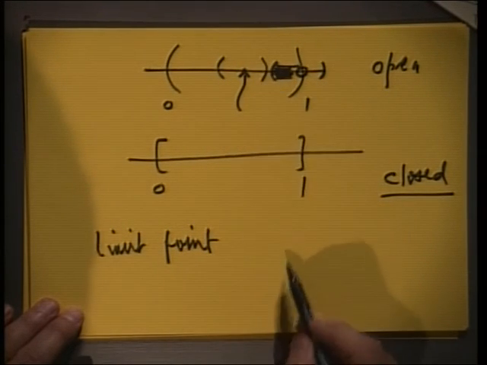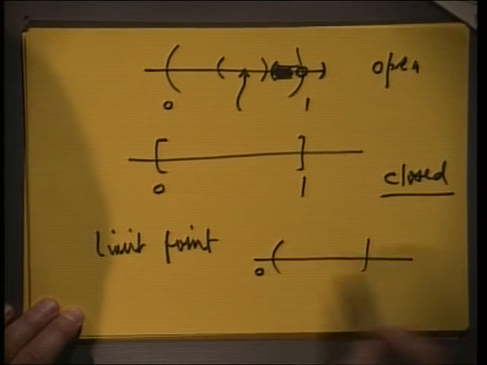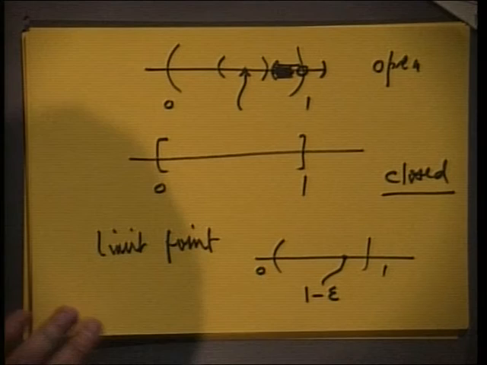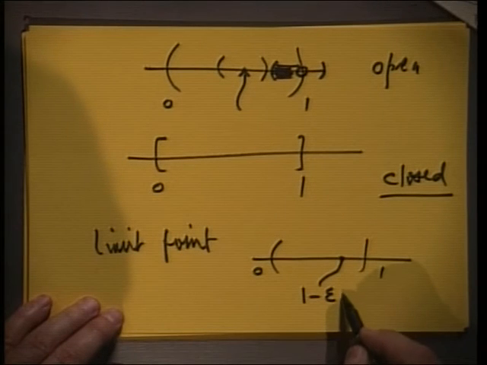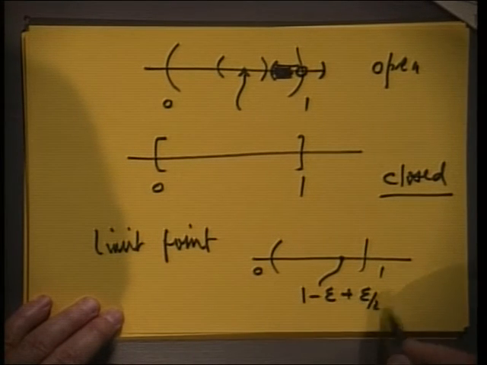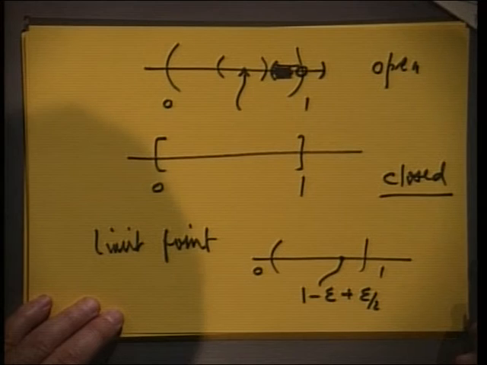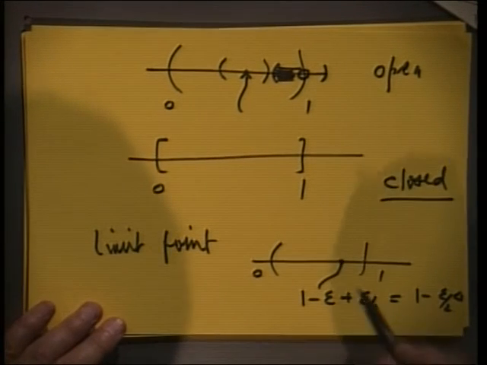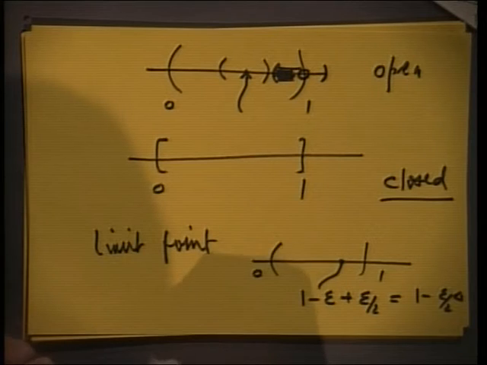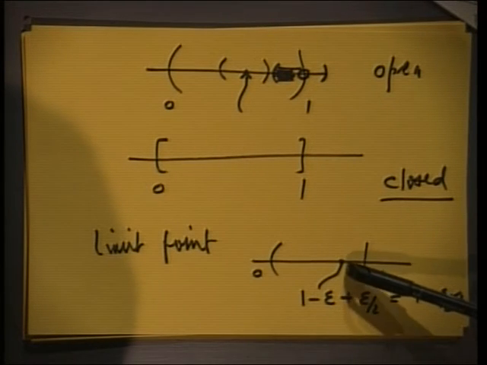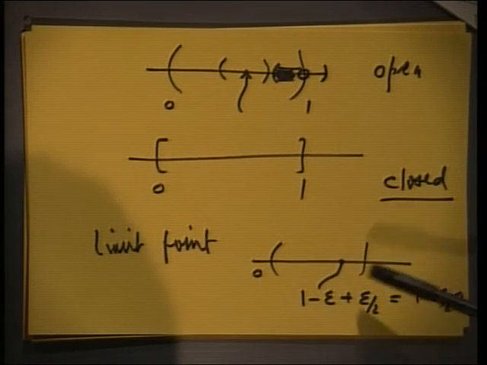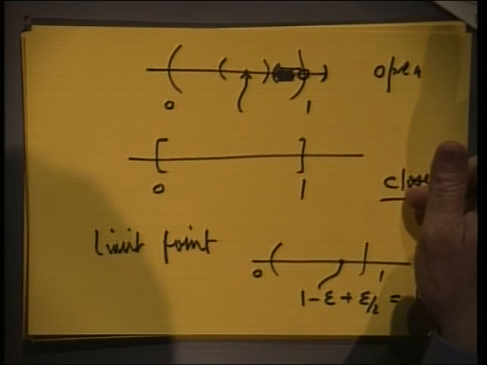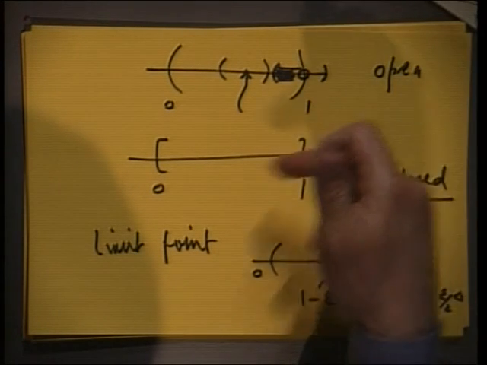For example, for this set, which is between 0 and 1, suppose you take a number here, 1 minus epsilon. This is an interior point. Why? Because if you take a neighborhood of radius epsilon over 2, you end up with 1 minus epsilon over 2, which is less than 1. In other words, it's an element in the set. So this is called an interior point. In other words, interior points are points whose neighborhoods are contained in the set, while a closed interval is an interval which contains all its limit points.